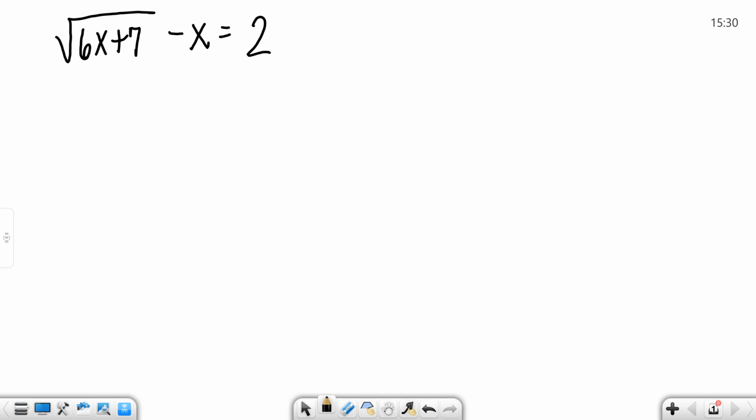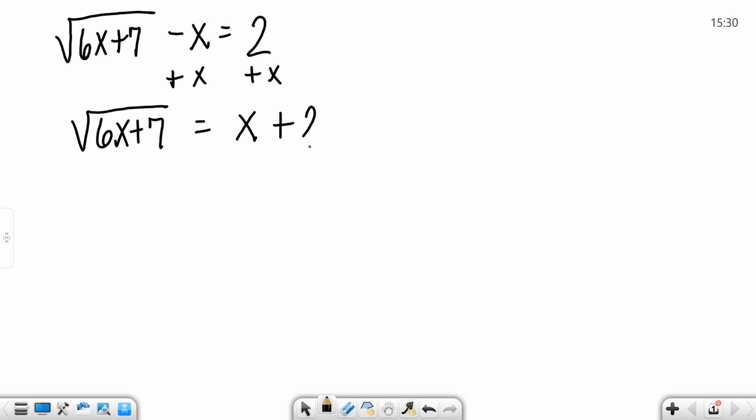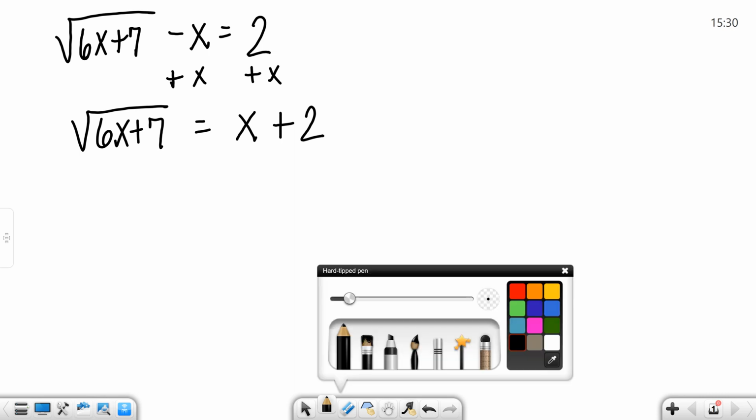All right, so our first step is isolate the radical. So that minus x needs to move to the other side. Now, I like for my x to come in front, so I'm going to say x plus 2. You could say 2 plus x. Either one is fine.